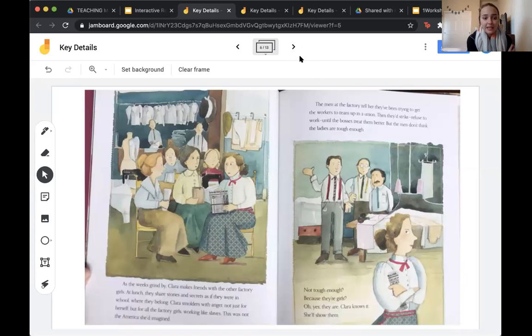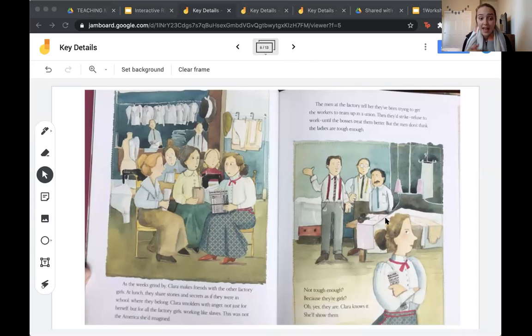As the weeks grind by, Clara makes friends with the other factory girls. At lunch, they share stories and secrets as if they were in school, where they belong. Clara smolders with anger, not just for herself, but for all of the factory girls working like slaves. This is not the America she imagined.